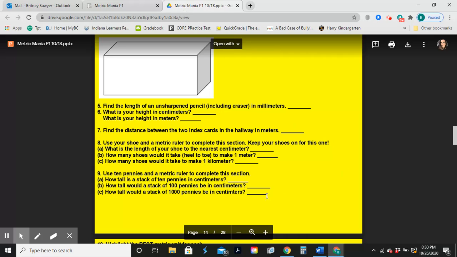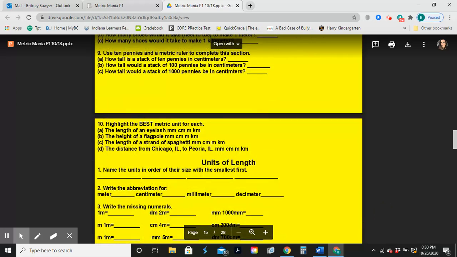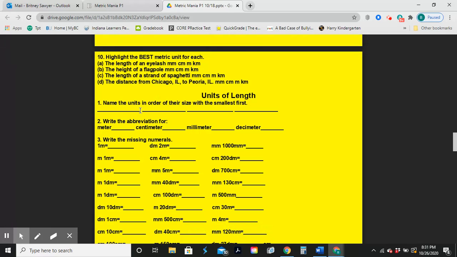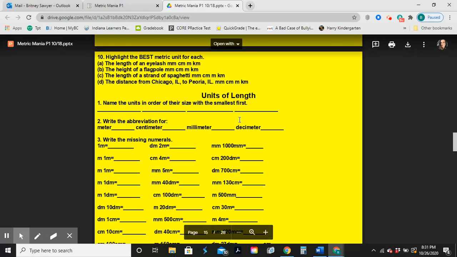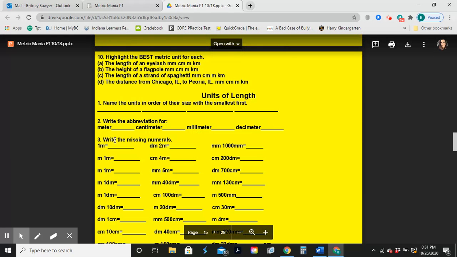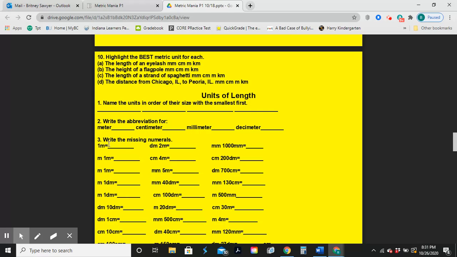If you cannot answer all the questions, we will work together in pairs on this particular answer, on this particular slide. Okay? Now, something I want you to do on here for your homework is to continue. For this, you're going to write the units from the smallest to the largest size. Then you're going to tell me what the abbreviations are for each one of these, and then you're going to write in the missing numerals.